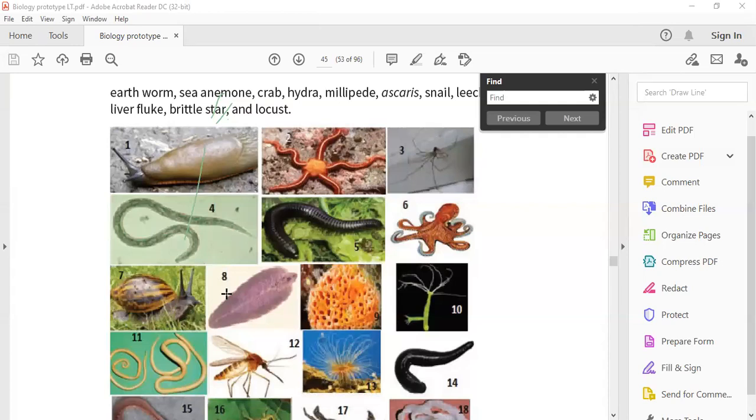Number 12. Can I assign someone for number 12? Navisele, your hand is still up. Can you tell us? Claw. Okay. May I hear from Namlindwa? Yes, Namlindwa. Number 12 is a mosquito. Very good. That is very correct.